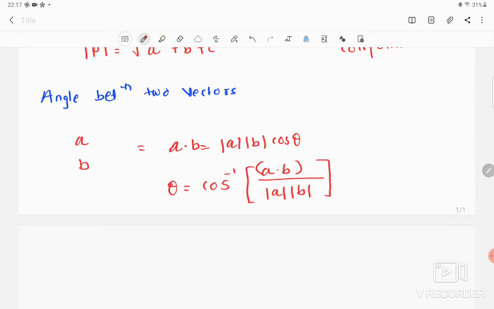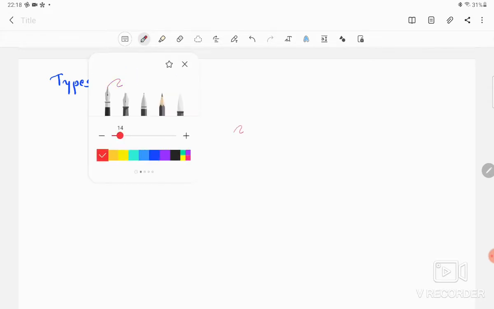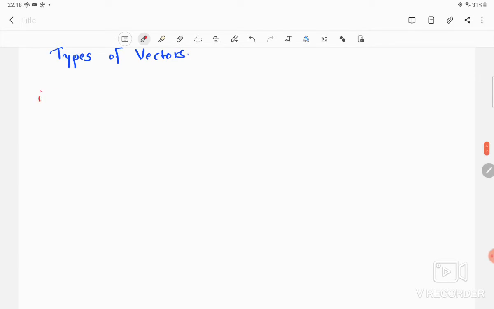Okay, now the next point is types of vector. The first type of vector is the zero vector. The definition of a zero vector is very simple. The vector whose magnitude is 0, or the vector that has zero magnitude, is called a zero vector.